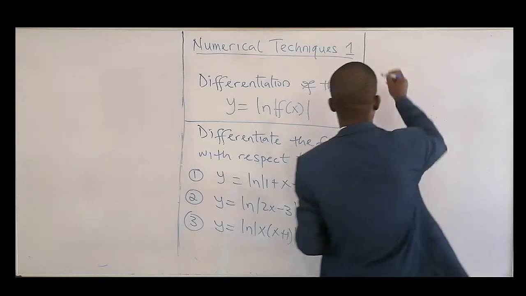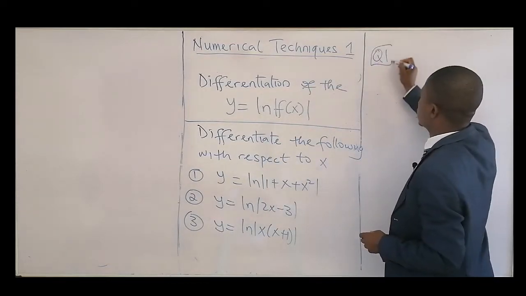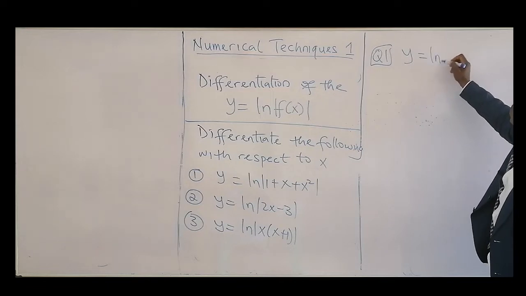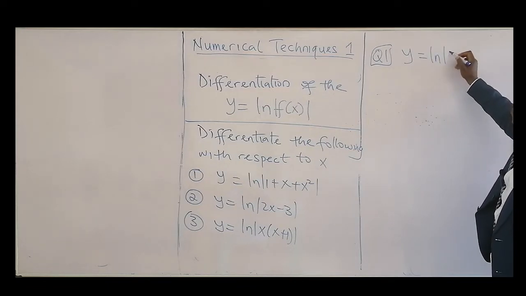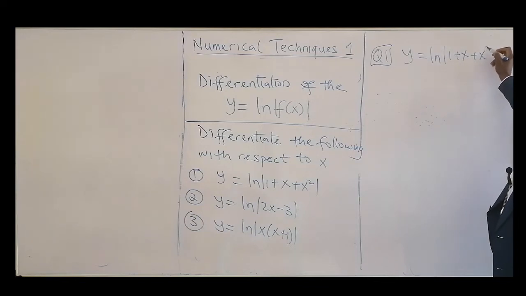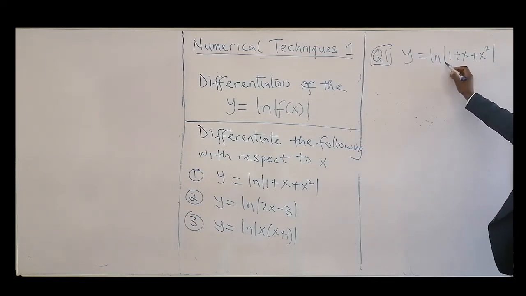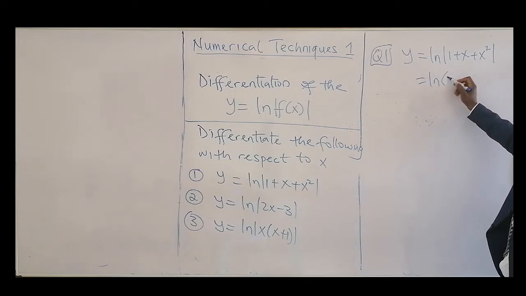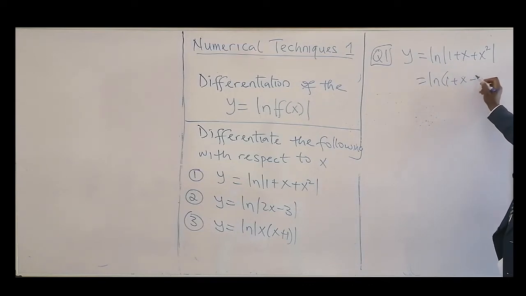Question 1, we have y equal to ln of 1 plus x plus x squared. Okay, this is not the absolute value. Just like in some questions we use brackets. So 1 plus x plus x squared.